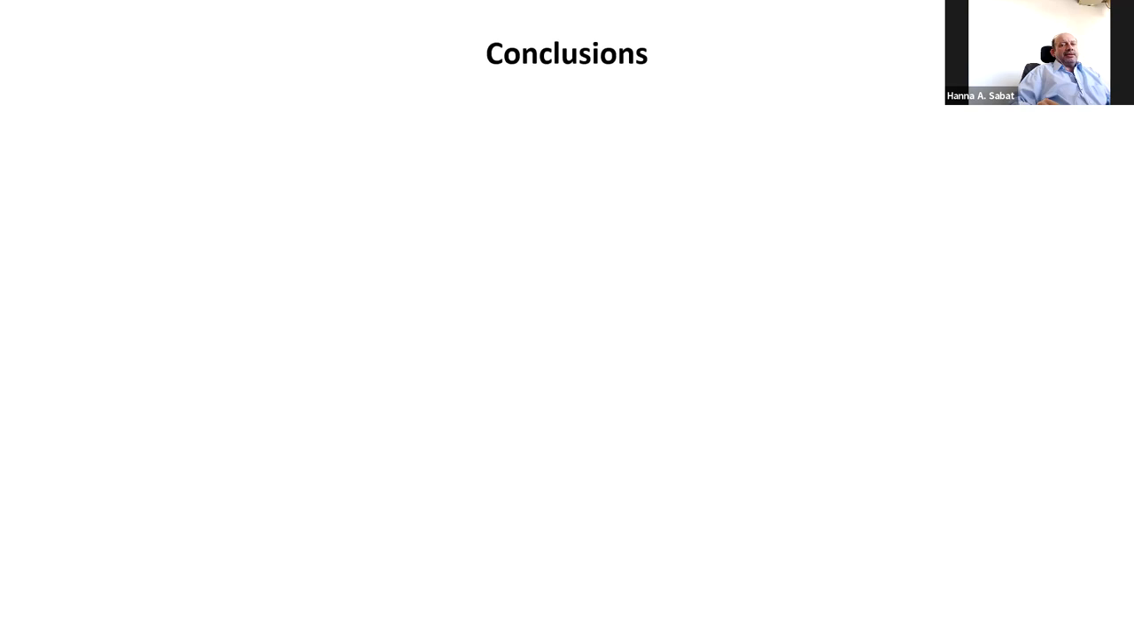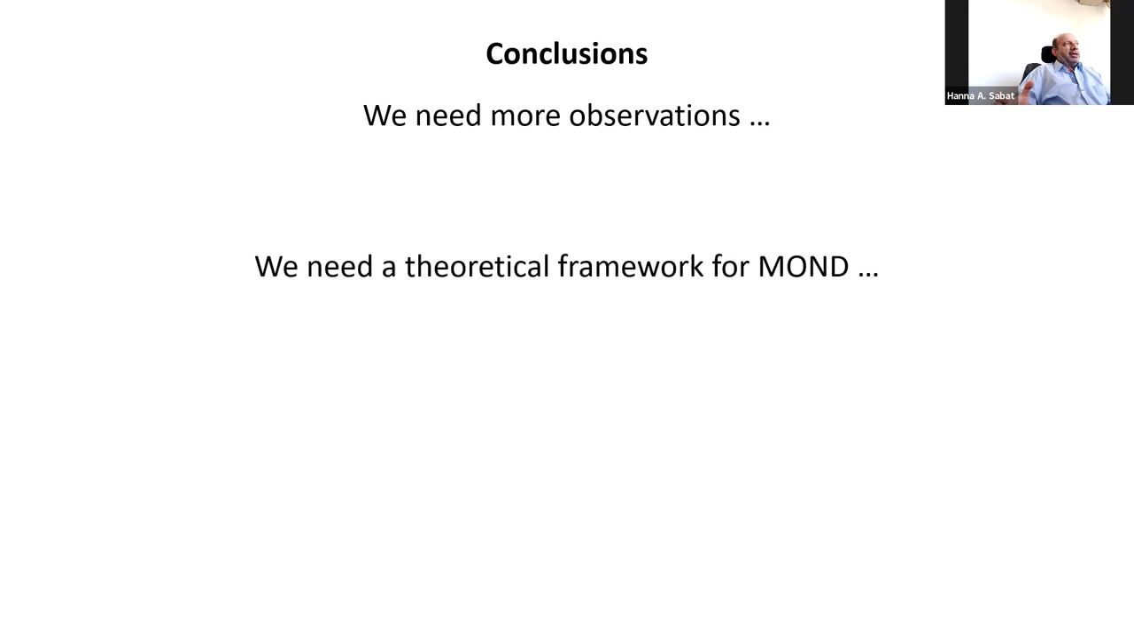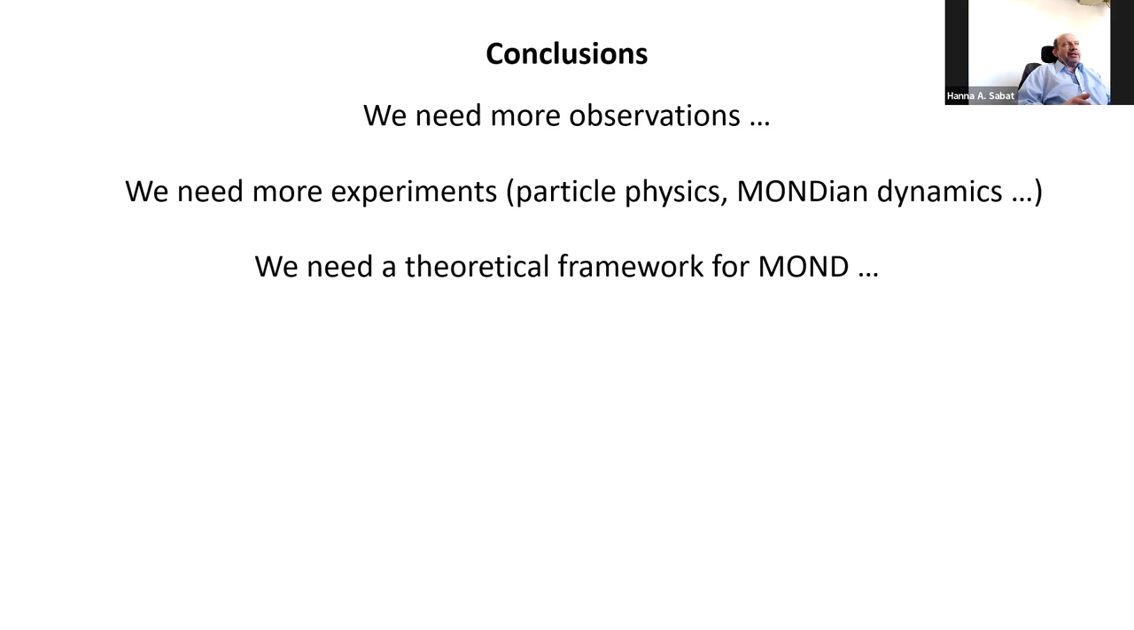Now, let me come to the conclusions. Of course, we need more observations, both in the case of normal galaxies and in the case of galaxy clusters, to compare these models with the observations. We also need a theoretical framework for MOND, be it the classical MOND, Milgrom's MOND, or the new MOND model we are suggesting. We still don't have a theoretical framework for that. And we need more experiments from the domain of particle physics, because so far we cannot rule out that dark matter exists, although it has some problems, but MOND also has some problems.